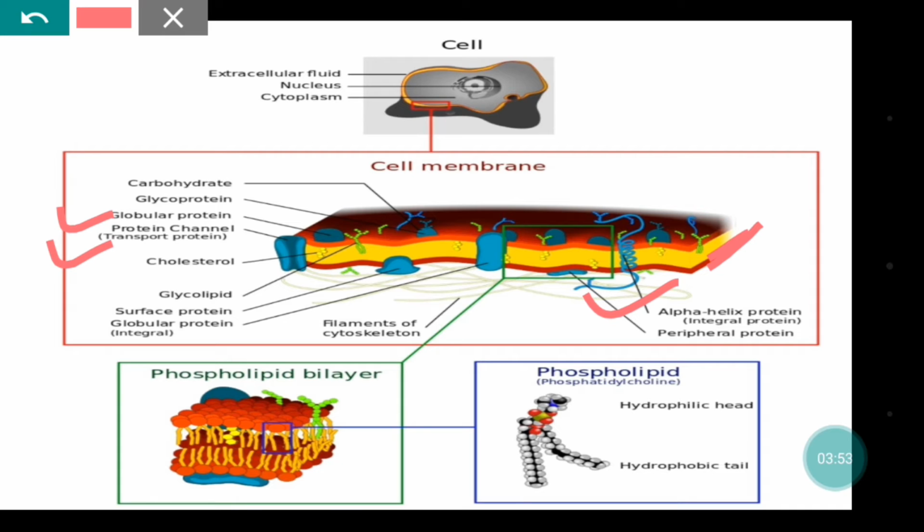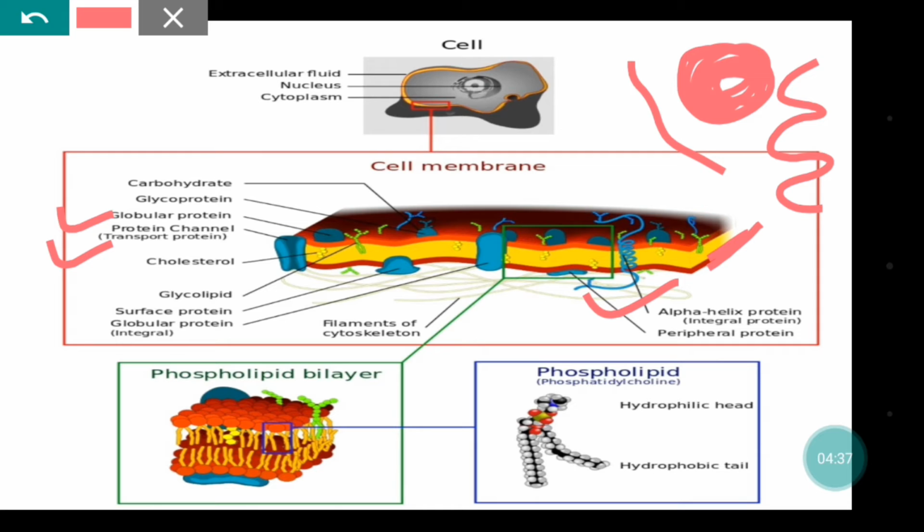So globular protein, fibrous protein. They are named so because of their structure, right? Globular, you can understand, is a simple spherical ball-like structure, and fibrous means fibers. You might have seen fibers of wool and hair, which are good examples of fibrous protein. So these are fibrous proteins and globular proteins. Extrinsic and intrinsic proteins are categorized on the basis of their position in the plasma membrane.